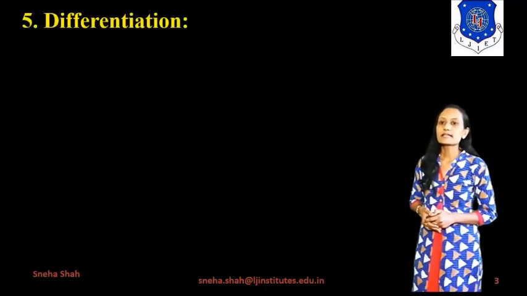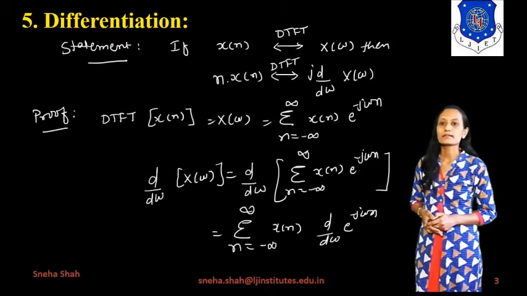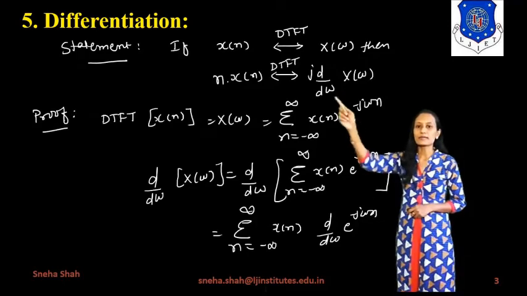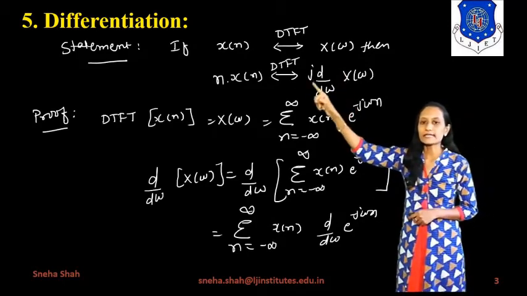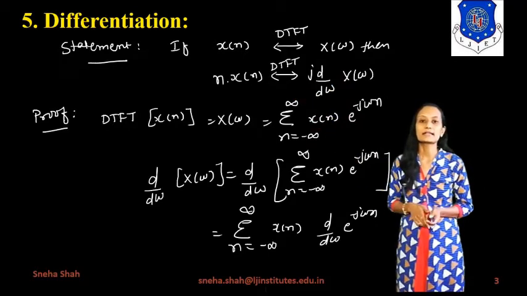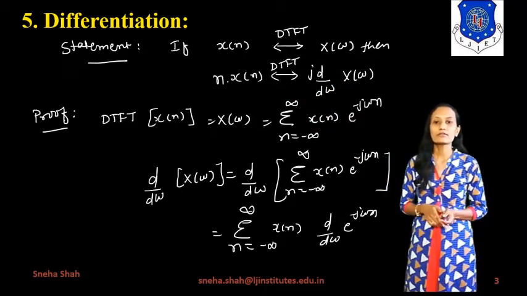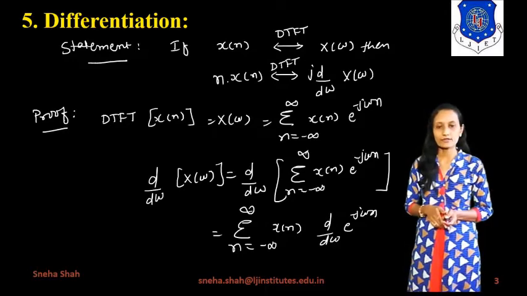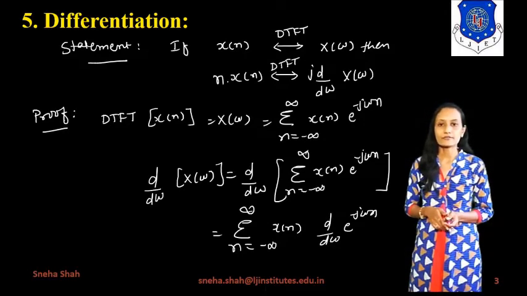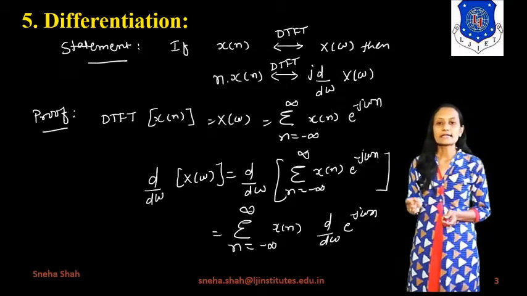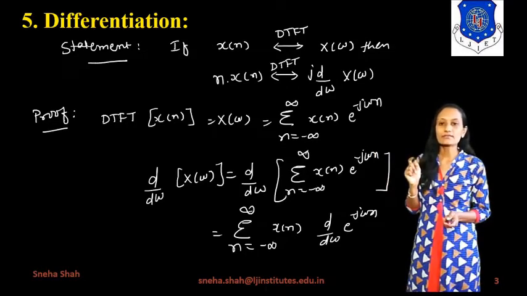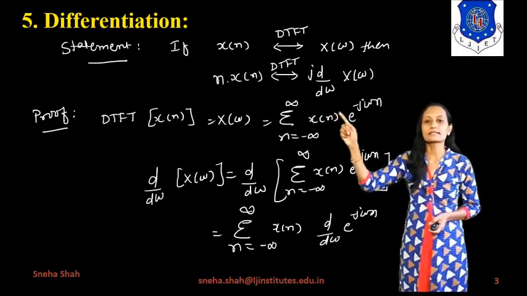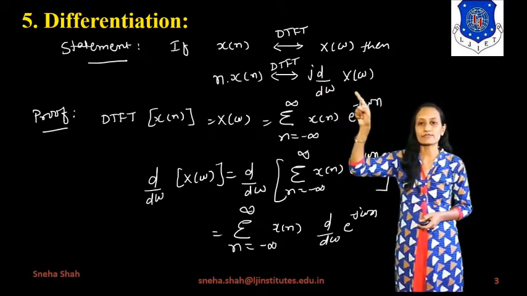Now the next property is the differentiation property. For the differentiation property, we will write the statement. First of all, we take the DTFT of x of n, which is represented by X of omega. If you want to do the differentiation in the frequency domain, the term will be represented like this, X of omega, so X is a function of omega. So we have to take the differentiation with respect to omega. This term will be represented as d by d omega X of omega.